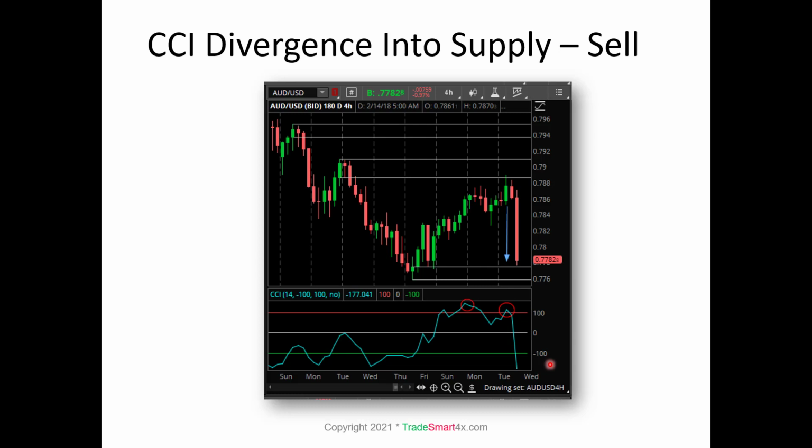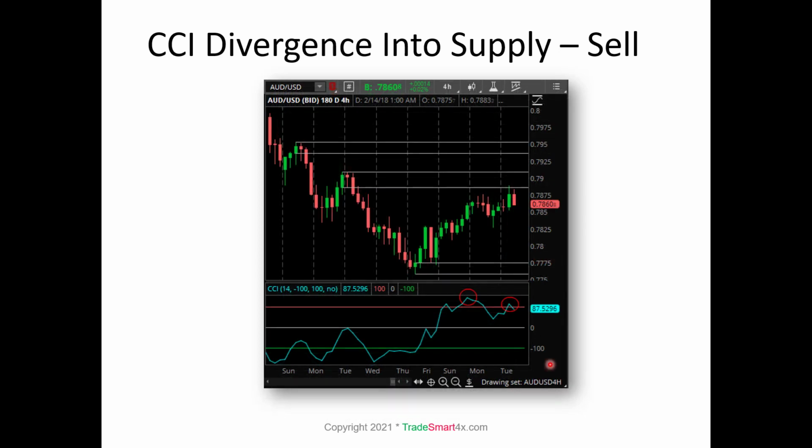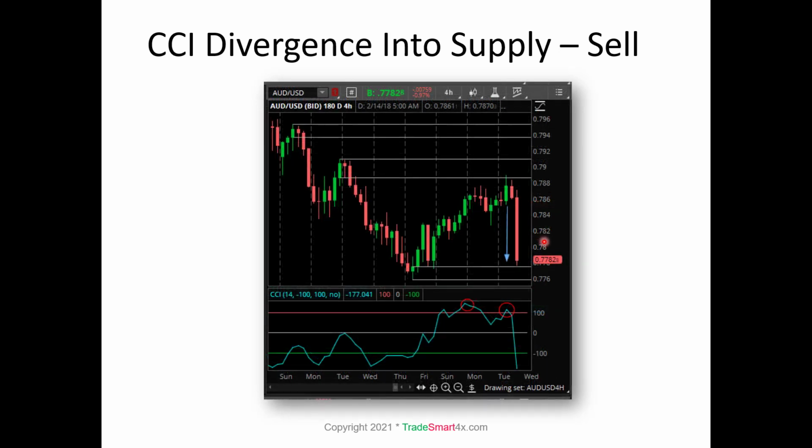We need to make decisions as a trader before it happens. So you have to learn to recognize this, and recognize this is supply. You've got CCI divergence, you hit supply, this is demand, this is giving you a heads up that this is about to happen most of the time.